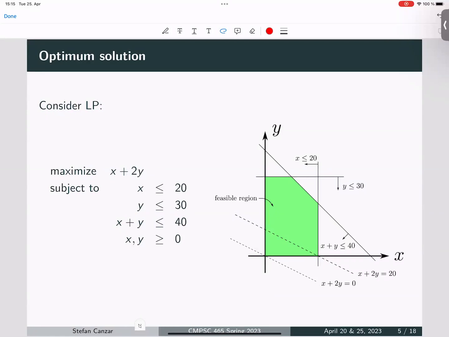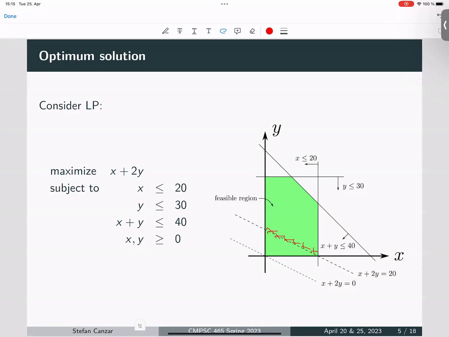So this should be parallel. I'm not sure if this looks parallel, but this should be a parallel line here, where we set x plus 2y, meaning the objective, equal to 20. So now all the points that lie on this line will have a value of 20 according to this objective function, which is obviously larger than 0. So every point on this line will be more valuable to us than every point on this line. And again, we're only interested in those points that lie within the feasible region. So we're interested in points that lie on this line and intersect this feasible region along this line here. So basically all points lying somewhere here.